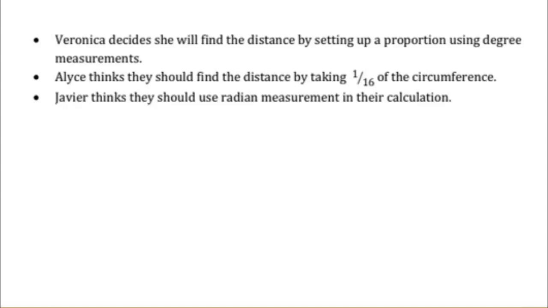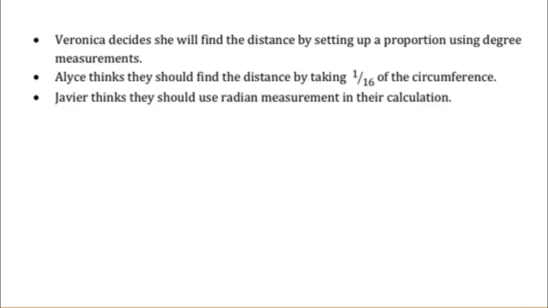So Veronica, Alice, and Javier are still trying to decide how to split up their archaeological site. They've decided 16 stakes may be better than 12 stakes. Again, it allows for more precision. But they're trying to decide how to actually physically measure that out. And they have 3 different strategies.